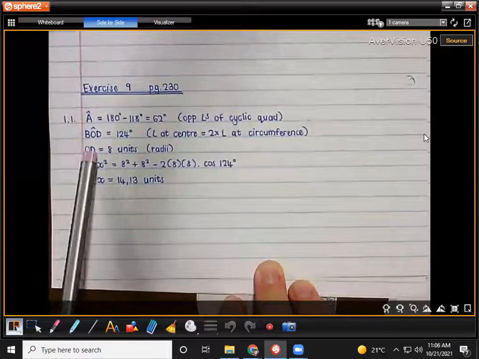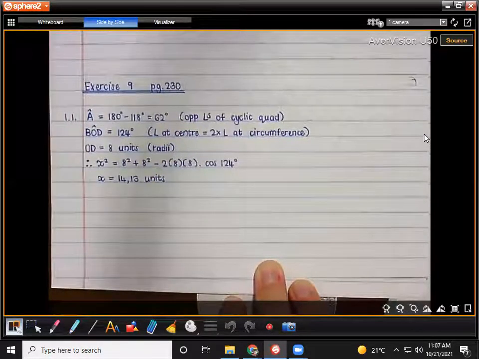So OD was 8 units because of radii. Then I used cos rule, but if you used sine rule, that's also fine. You would have gotten the same answer. Any questions on this one?